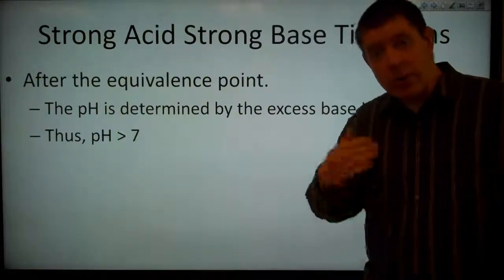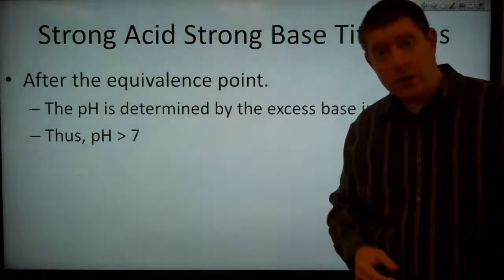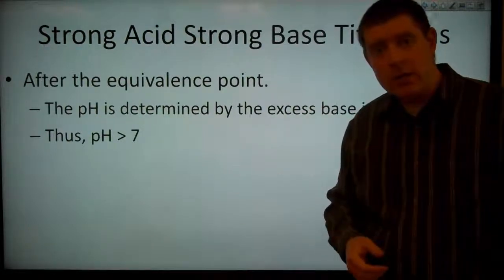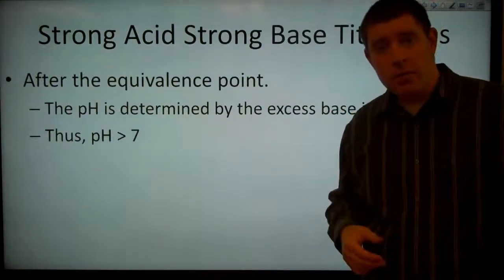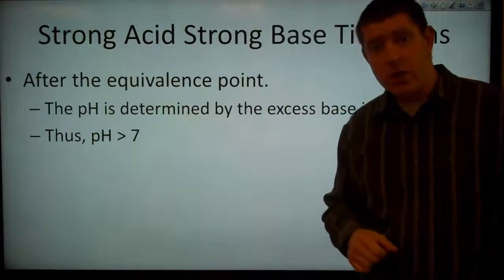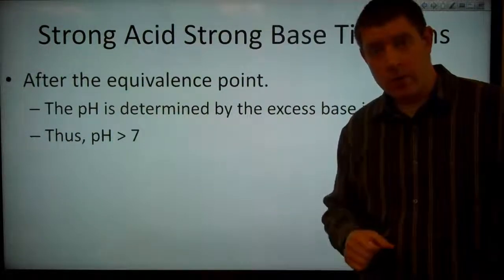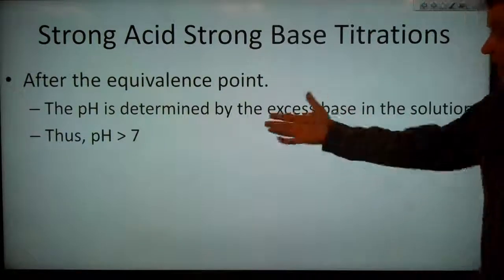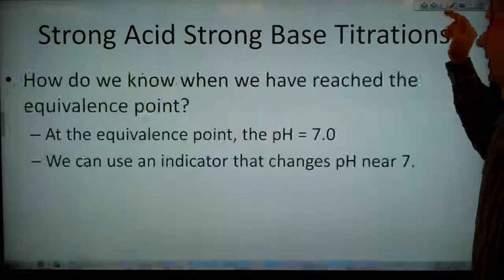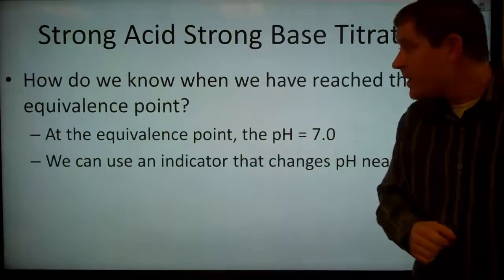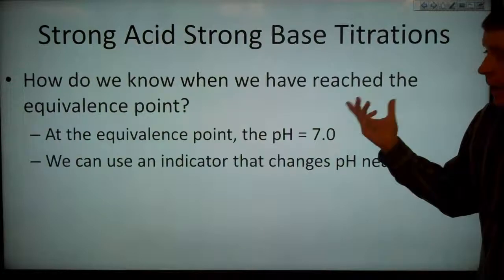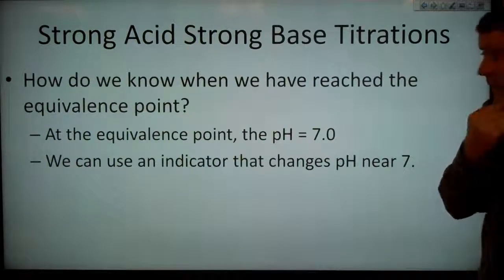At the equivalence point, once we continue adding more base, the pH is going to climb as if we were just adding base to a solution of pure water. This means the pH has to be greater than 7 because we've got an excess of base around. So, how do we know when we've reached the equivalence point?